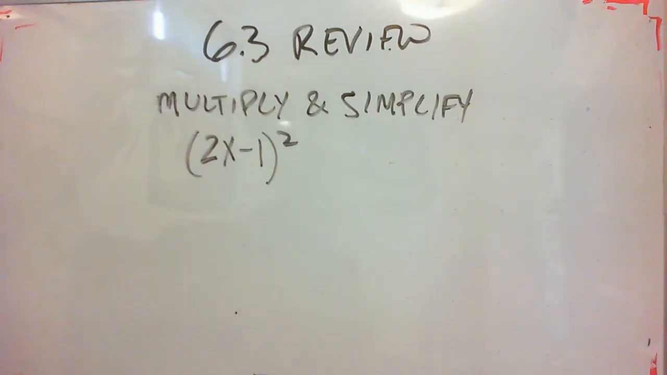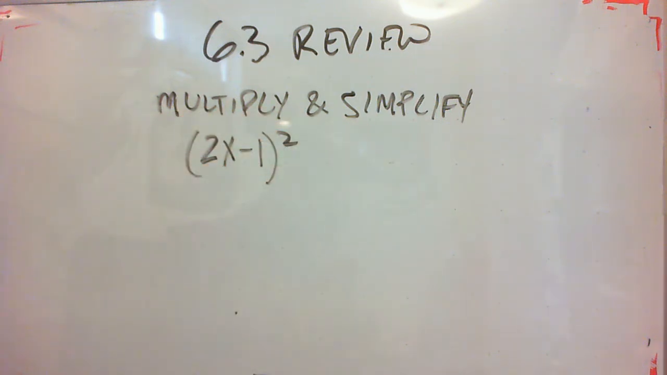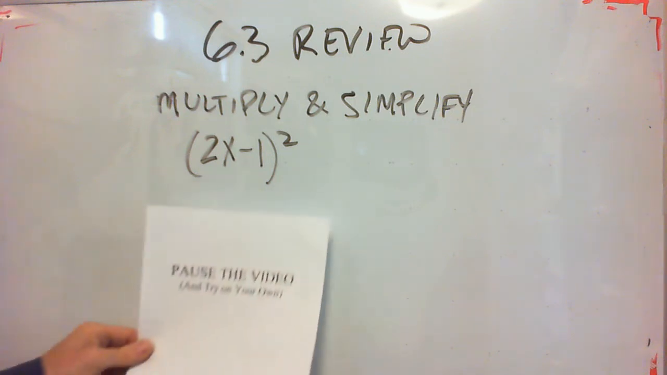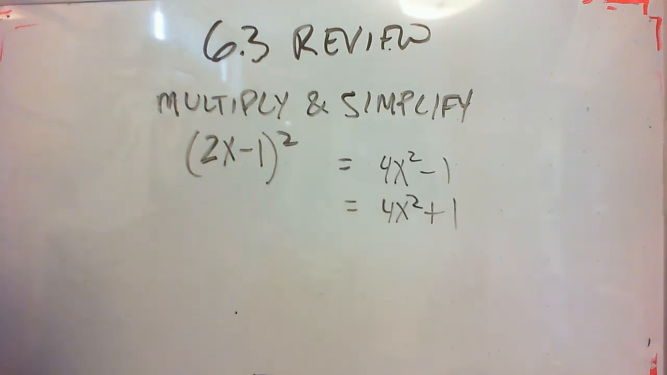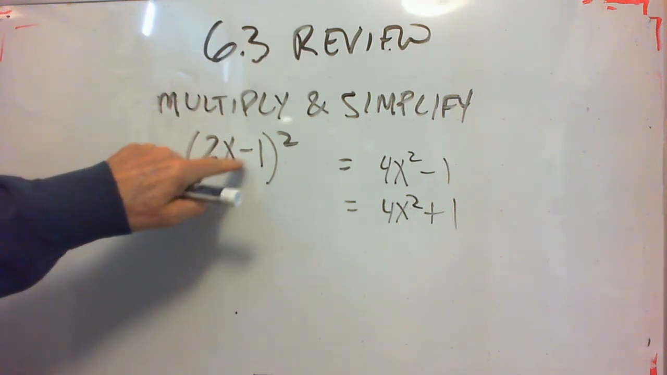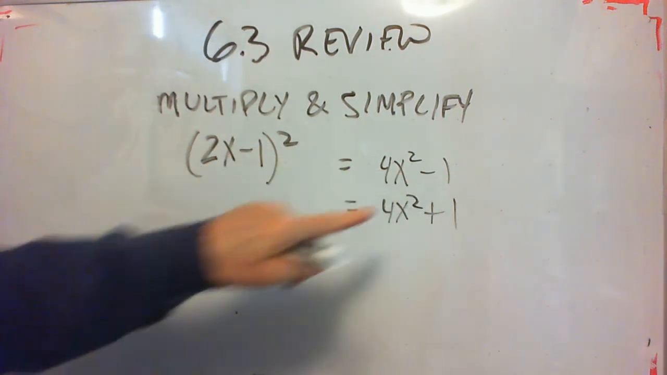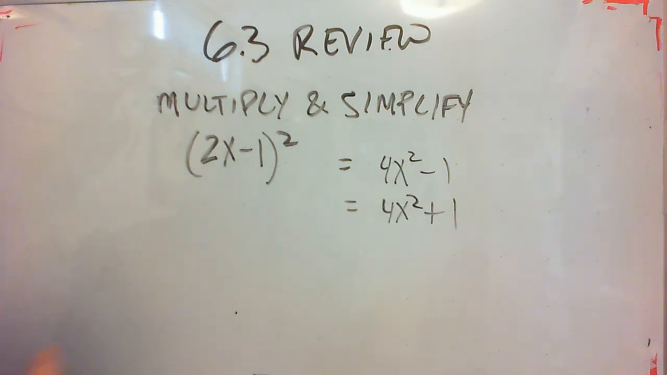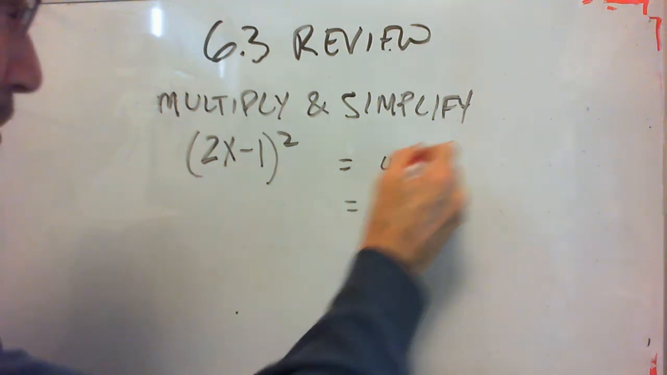Okay, one last problem. Multiply and simplify 2x minus 1 quantity squared. See if you can do this one, or give it a try. Now, very often students will say, well, this is 2x squared, which is 4x squared, minus 1 squared, or minus 1. Or maybe they'll say, well, since it's minus 1 times minus 1, it's plus 1. Well, both of those are wrong.